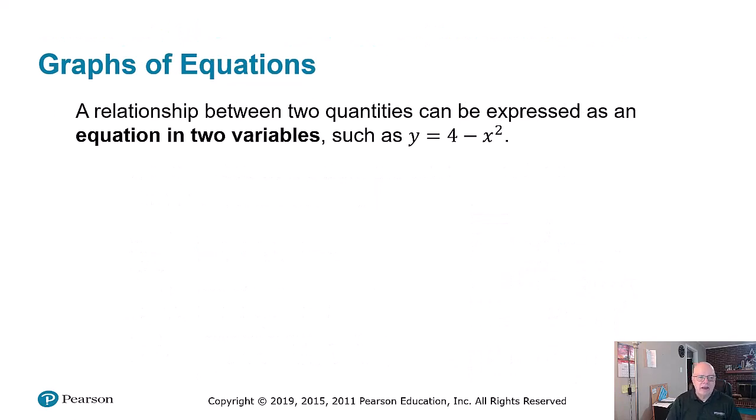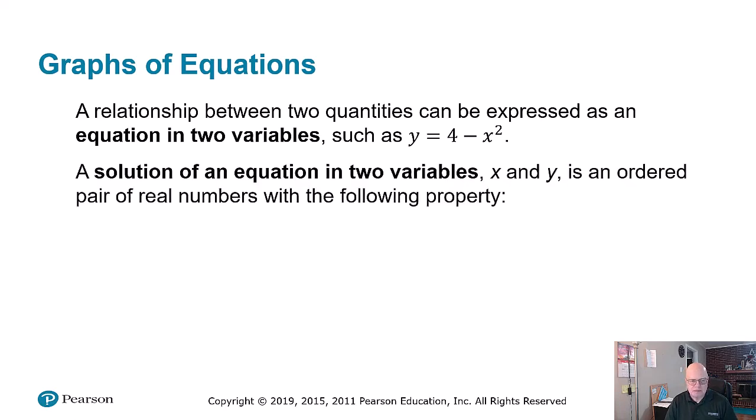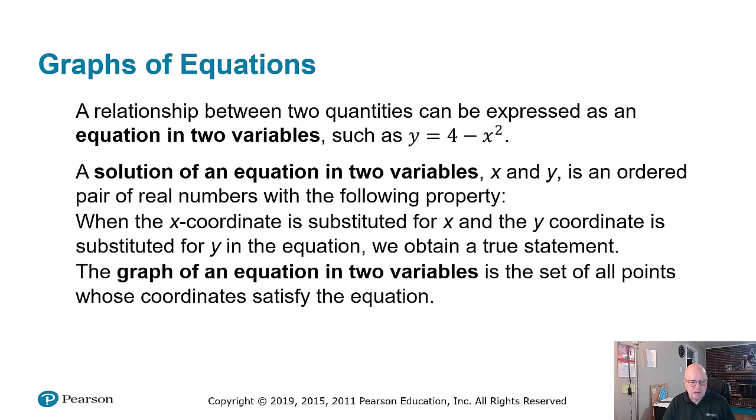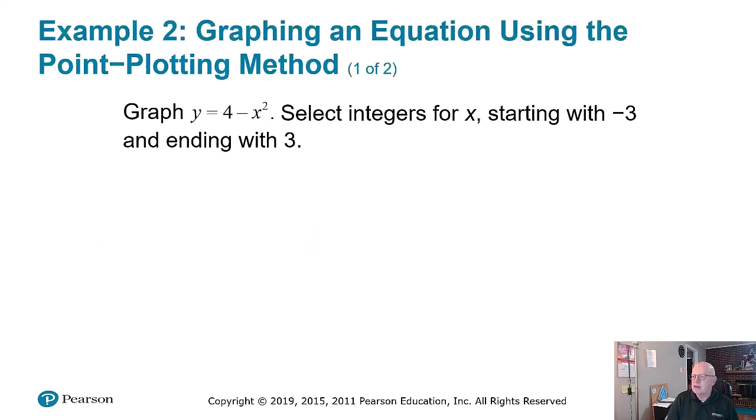Next, if we want to express a relationship between the two, we use an equation in 2 variables, because we've got x variables and y variables. A solution is a pair of real numbers that, put into the equation, makes the equation true. Put the x-coordinate for x, the y-coordinate for y, and it says something true. If you graph all of the points that make it true, then you've got the graph of an equation in those 2 variables. So here's an example.